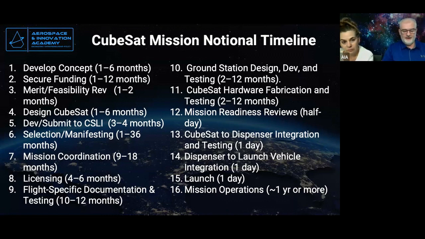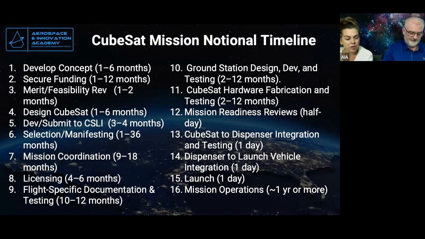So now you've done your merit and feasibility review. Your reviewers have given you a thumbs up that this proposal should proceed. You then spend 1 to 6 months designing your CubeSat and preparing your proposal for the CubeSat Launch Initiative.